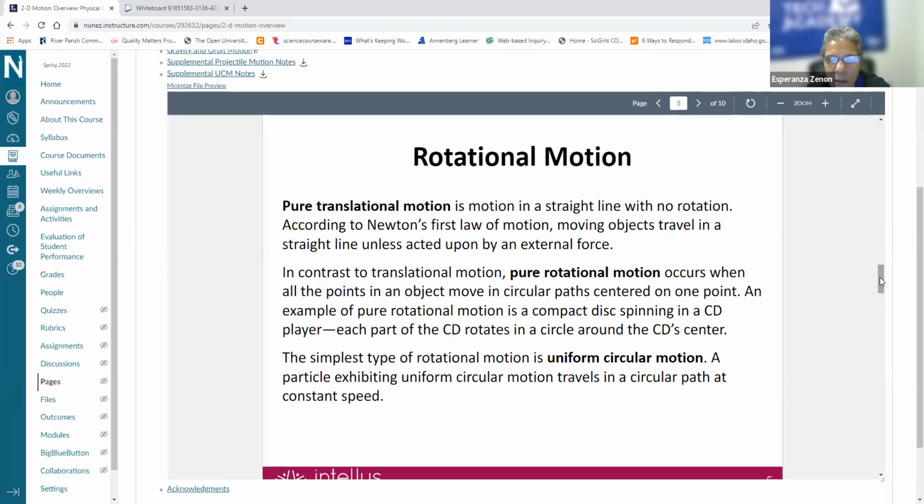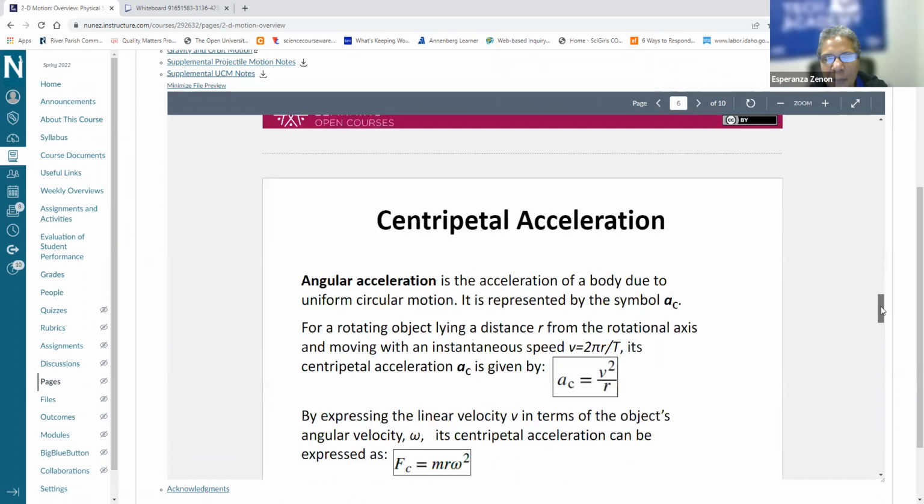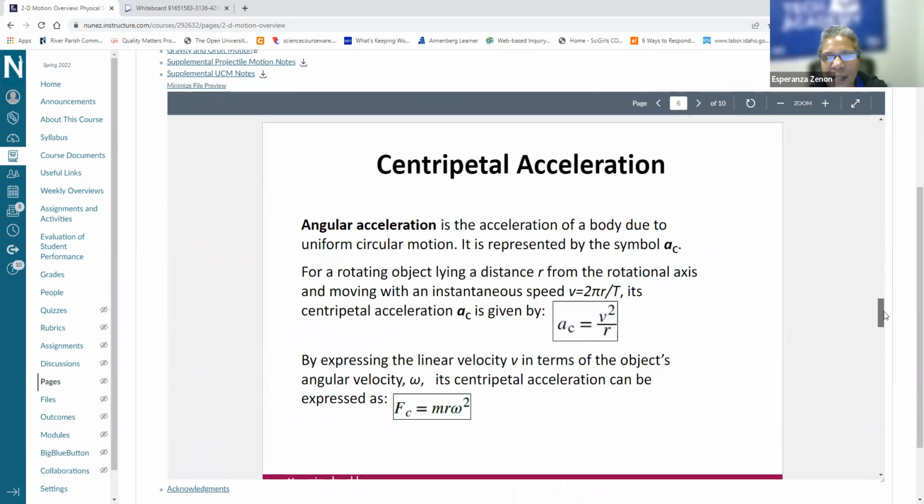Okay. So we're going to focus on uniform circular motion. And that is for an object that's moving in a circular path, but with a constant speed. A constant speed. Now, here's what you have to wrap your head around for this object that's moving at a constant speed.